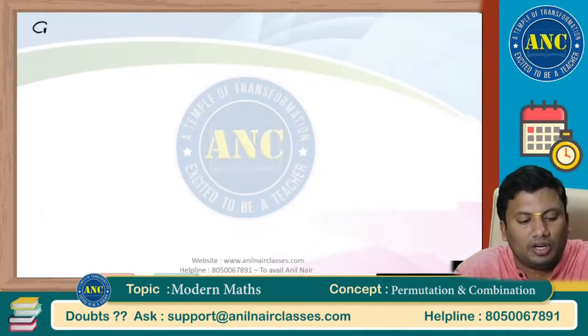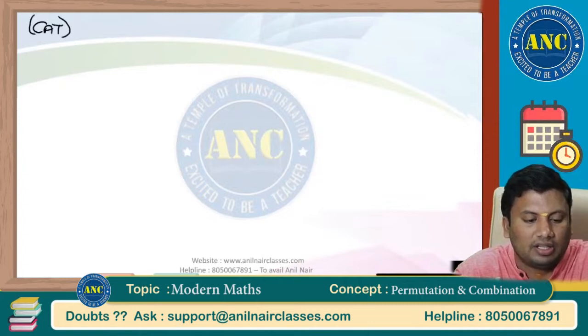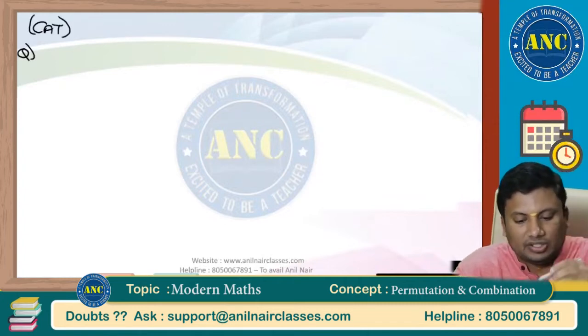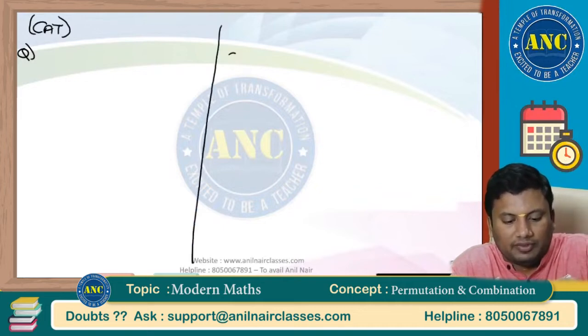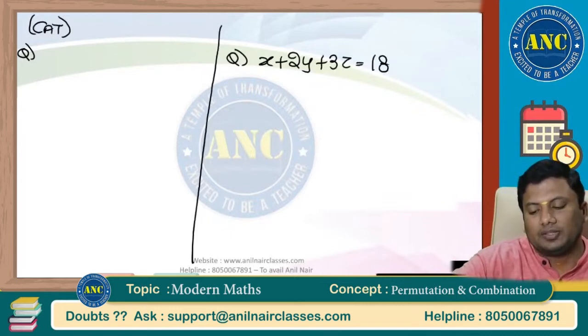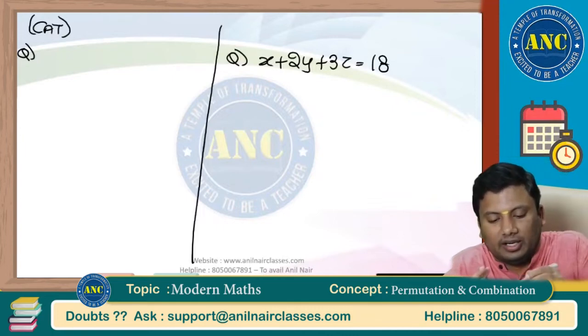This is an original CAT question. Let us solve this original CAT question. But before that, let us solve one more question. Now, the question is x plus 2y plus 3z equivalent to 18, with 3 variables.